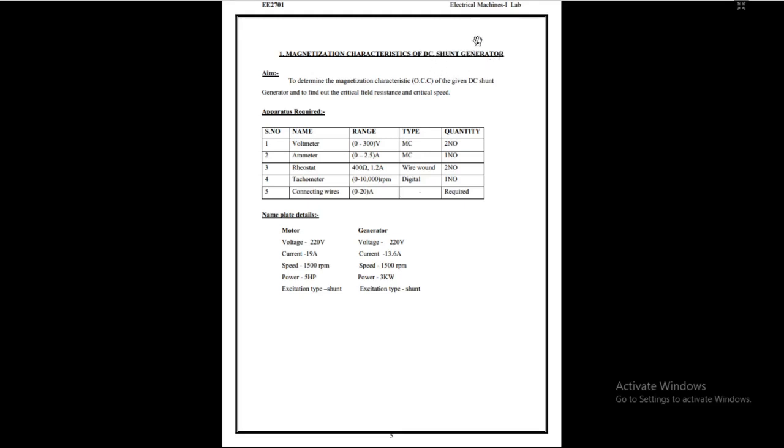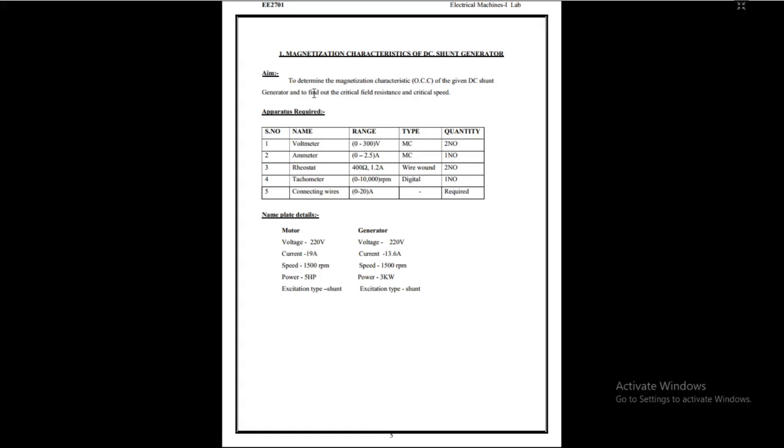So, the graph between induced generator EMF and the magnetization, which means nothing but the field. By analyzing the graph between generator EMF EG and IF, it is nothing but the magnetization characteristics of any generator. By using that magnetization characteristics, we can find out the critical field resistance and critical speed.